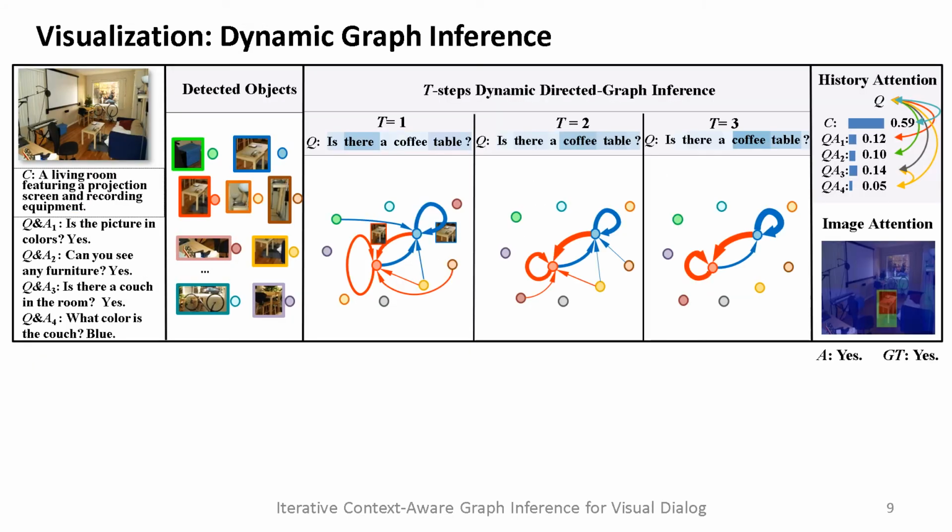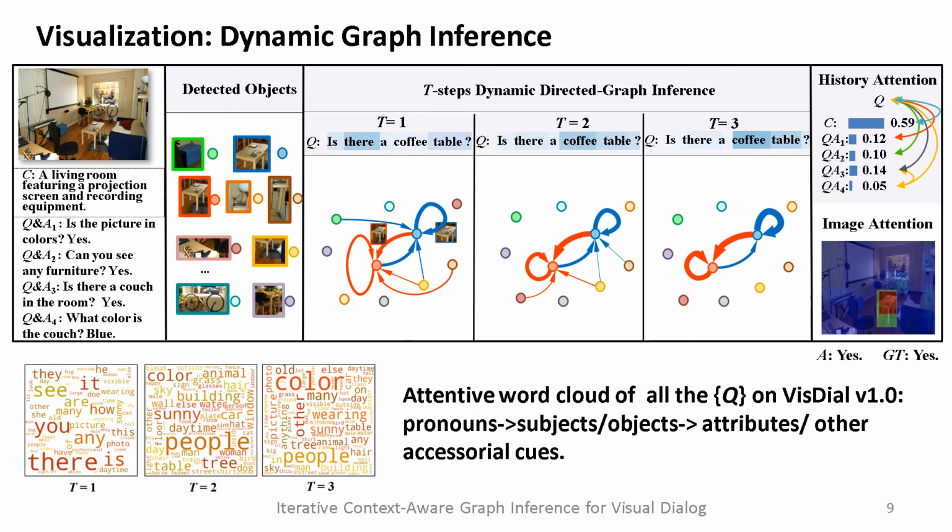Here we display two examples. The relation graph progressively changes in each iteration. After multi-step inference, our model can find out implicit question-related semantics for answer prediction. The other example is the attentive word cloud. The model first attends to the pronouns and locates the subjects, and finally tries to discover other information such as attributes. The whole dynamic graph inference process is human reasonable.